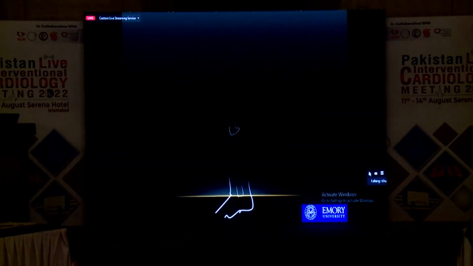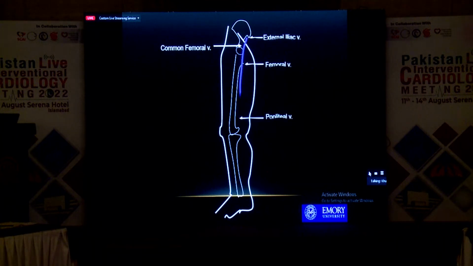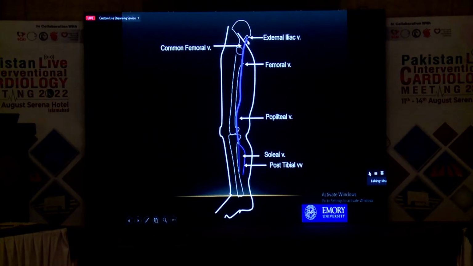So let's talk a little bit about the anatomy. If you draw a leg diagram, these are my own drawings. And this is the deep venous system. So basically what you have is the common femoral vein, which then is called the femoral vein. We don't call it superficial femoral vein because it's really not superficial, it's a deep vein. And then the popliteal vein is behind the knee, and then you have the deep veins of the calf, and the gastrocnemius veins and the deep femoral vein.